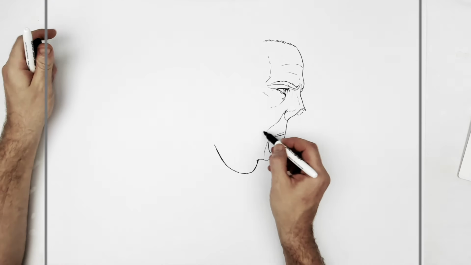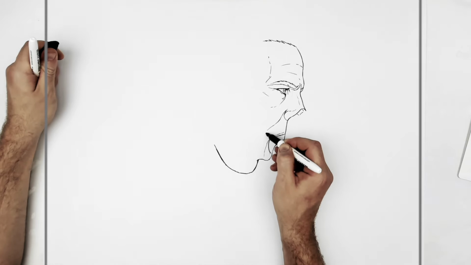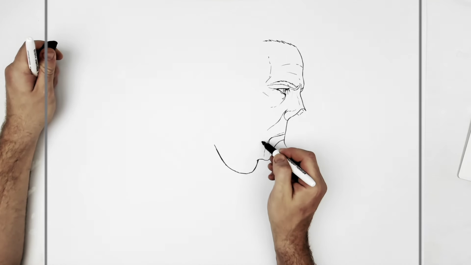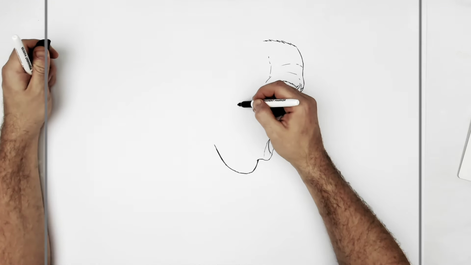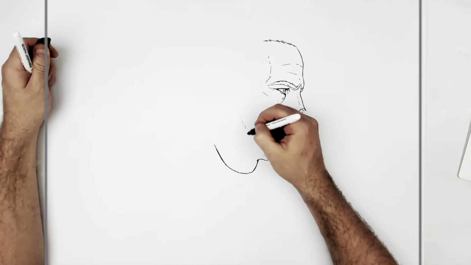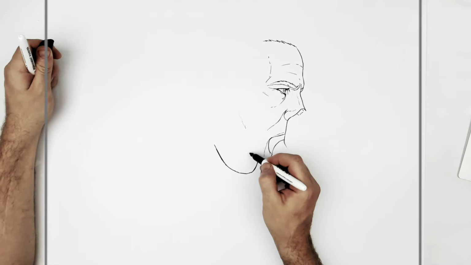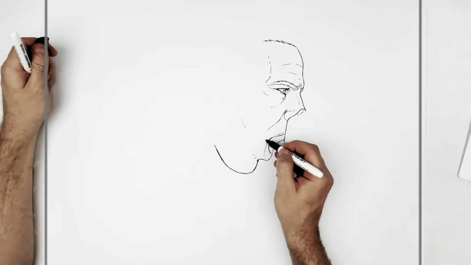So let's see, right, so we go, this line kind of stretches down a bit more. And you could have like a jawbone sort of thing in here. And like some shadow just underneath the chin.